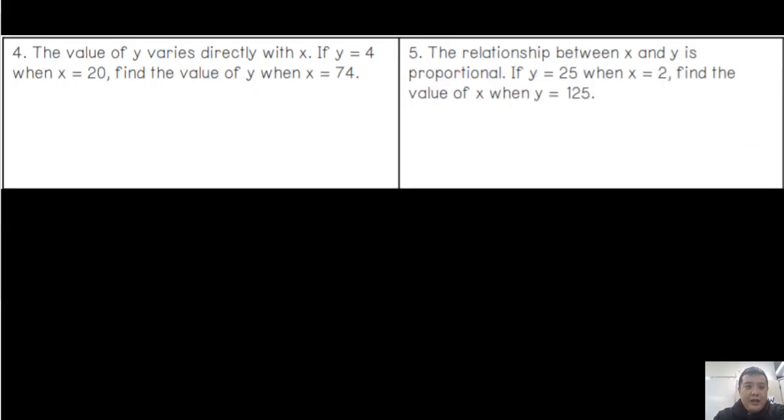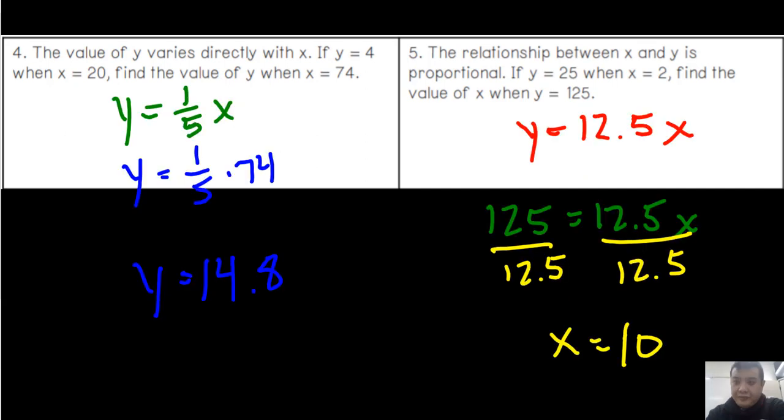Go ahead and try number 4 and 5 out on your own. What you should have found for number 4 is that the constant of proportionality, or our slope, is 1/5, because 4 divided by 20 is 1/5. If we plug in 74 for x, we get 14.8 for y. Over here, you should have found that the k value is 12.5, and x equals 10.